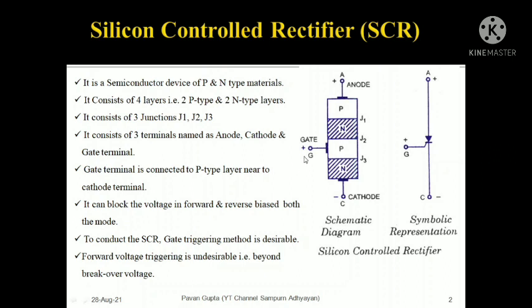So if we do not apply any gate voltage between the gate and cathode, we can see that if we keep increasing the anode to cathode voltage gradually from 0 to some high value, then after a certain high voltage, depending on the rating of the SCR, an avalanche breakdown will occur across the junction J2, which is reverse biased. That avalanche breakdown is good enough to break the blocking capability, and the anode to cathode conduction will start. So it is the forward triggering method.